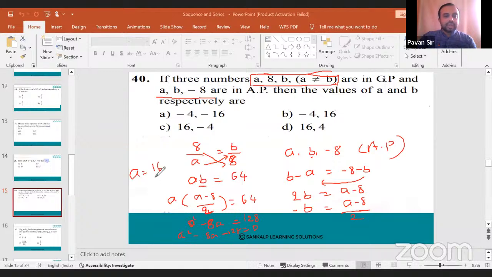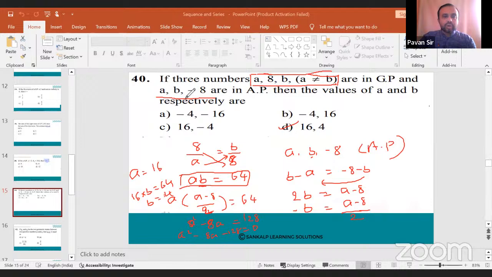Substitute A as 16 in A into B is equal to 64. Substitute A in any one of the equations. So 16 into B is equal to 64. So what is B? 16 fours are 64, obviously. So the answer is 16 and 4. A is equal to 16, B is equal to 4. Option D is the correct one.